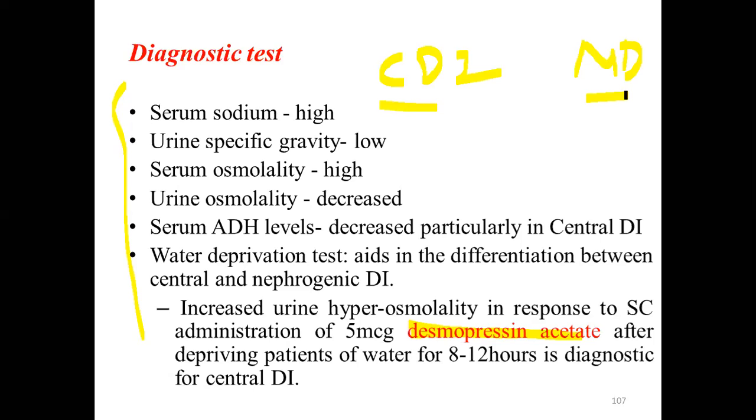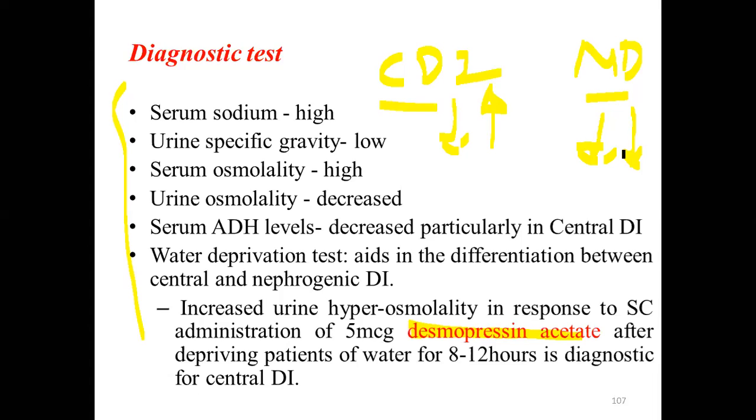So when you give desmopressin, initially the osmolarity in both conditions is low. At baseline, before we give desmopressin, the osmolarity of the urine is low. Then the moment you give the desmopressin acetate injection, after depriving water for 8 hours, if the problem is central, the osmolarity of the urine will increase, but in the other one we don't see any change, it is still the same. That is how we differentiate.